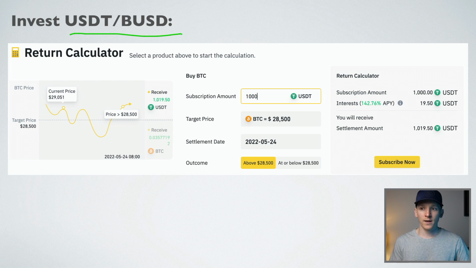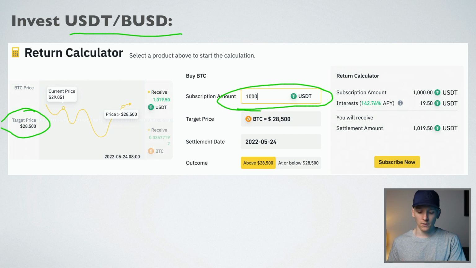But what you can see right here, and this is on the Binance website as well, is that we have a target price. That's really important when entering into these products. But very simply, you choose how much you want to invest in dollars, and then there is a target price in the coin that you're going into the product for. So in this case, it's Bitcoin, but it could be Ethereum.